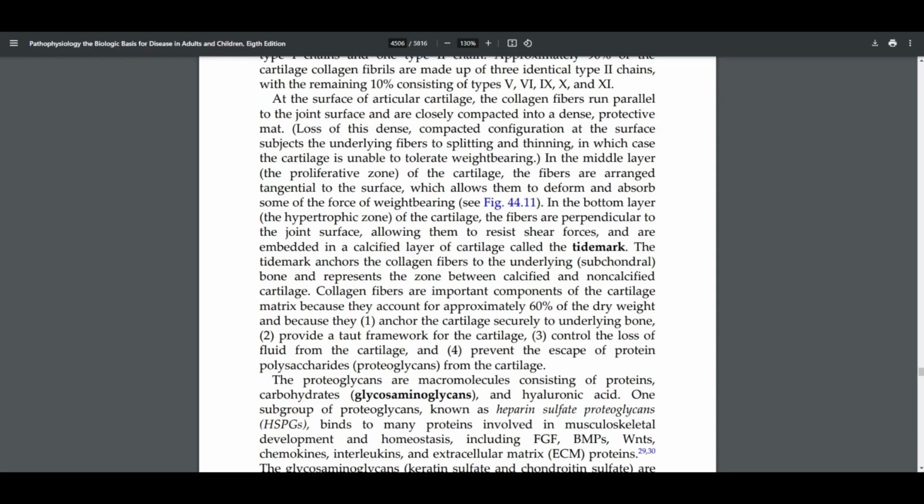Collagen fibers are important components of cartilage matrix because they account for approximately 60% of the dry weight, and because they 1. Anchor the cartilage securely to the underlying bone, 2. Provide a taut framework of cartilage, 3. Control the loss of fluid from the cartilage, and 4. Prevent the escape of protein polysaccharides from the cartilage.